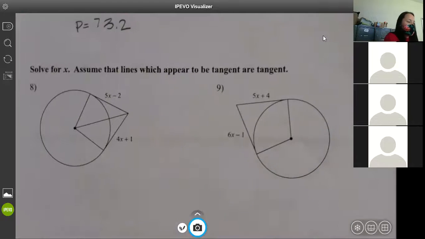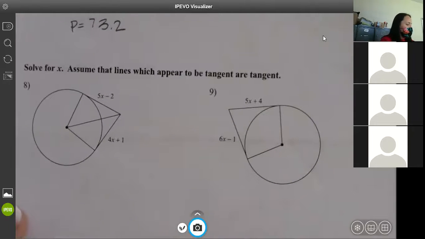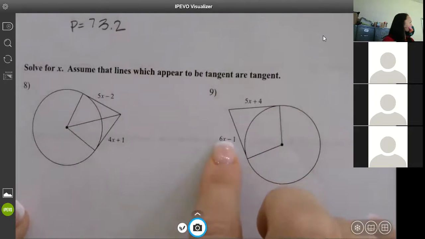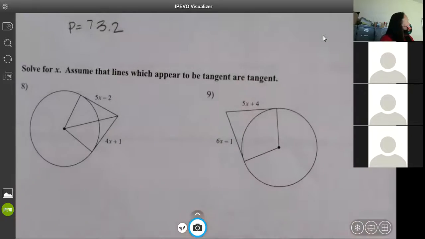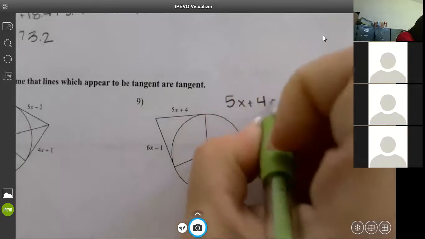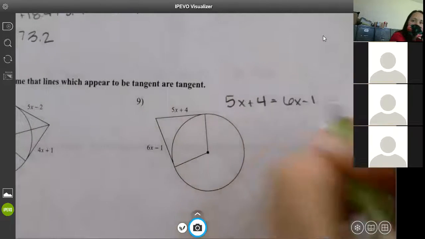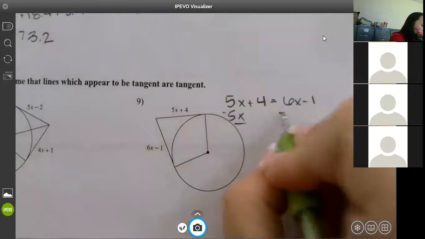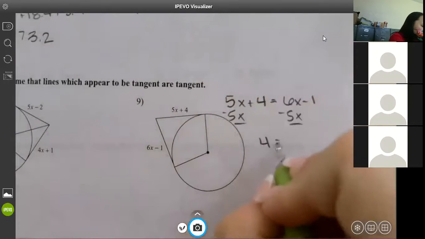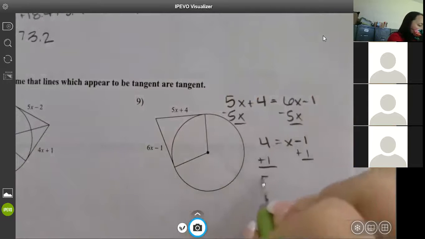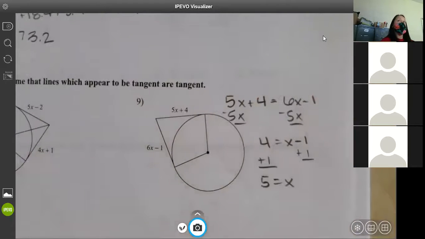8, 9, and 10. These are the same thing, ice cream cone theorem. So if I'm looking at this one, you guys see it's the ice cream cone. What do we know about these two measures? They're equal. So we're going to set them equal. Okay. So on number 9, I'm going to do it first because there's not any extra junk in there. 5x plus 4 and 6x minus 1, set them equal. I'm going to subtract 5x to solve. I get 4 equals x minus 1. And then add 1. And I get 5 equals x.